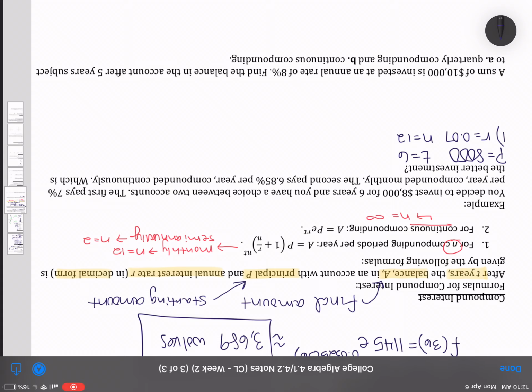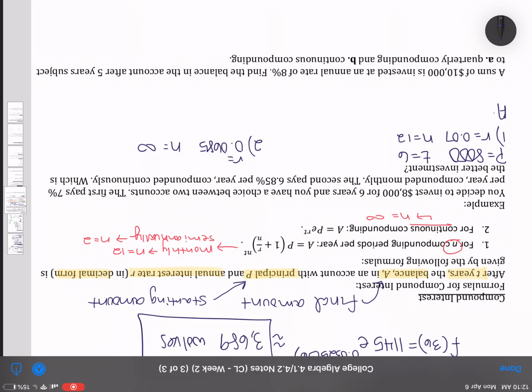Our second account pays 6.85%, so 0.0685, and that's your R. And it's compounded continuously, so I'm going to use infinity. So we're going to have two different formulas here, and we're going to figure out which one is the better investment.